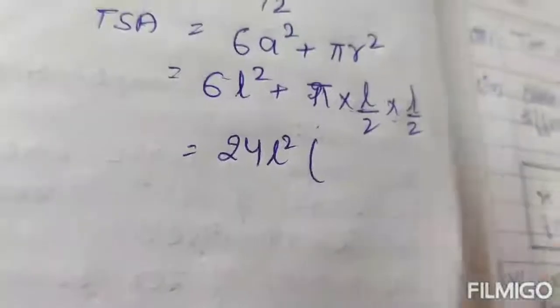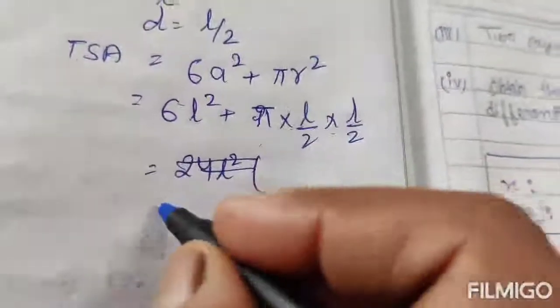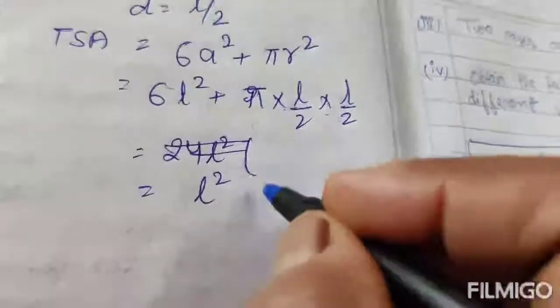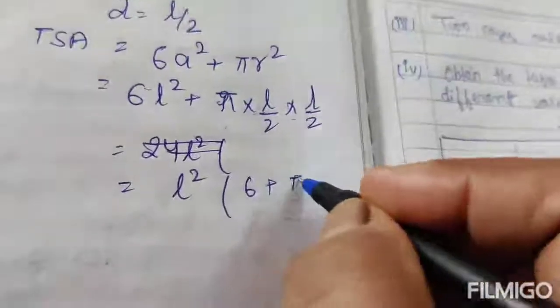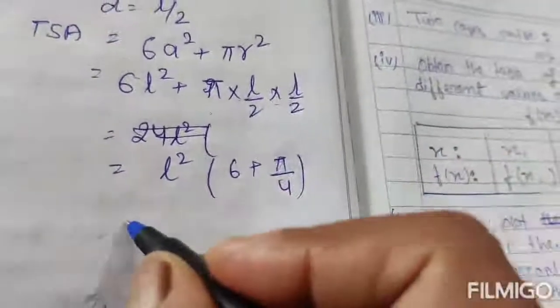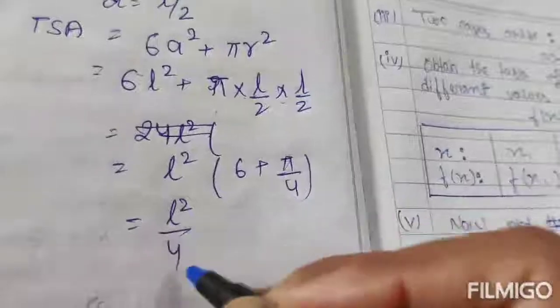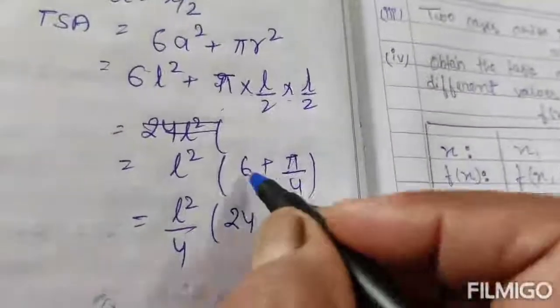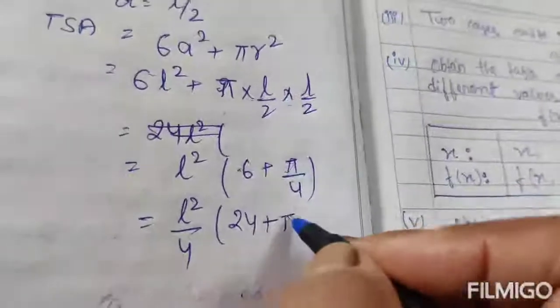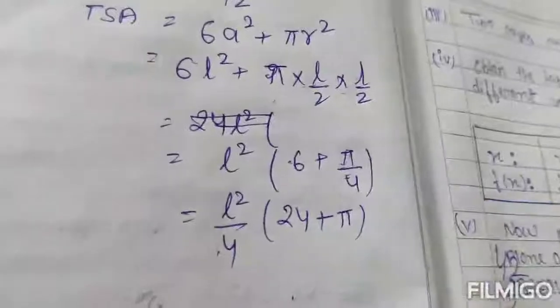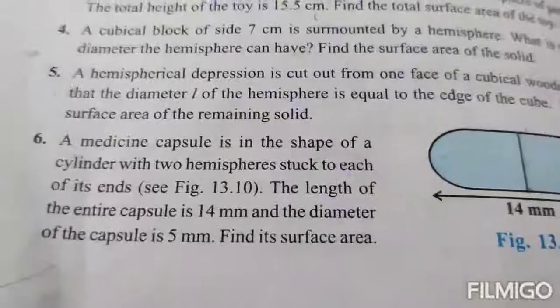Now the 24 square 6. Only L square 6 plus pi by 4. Now taking 4 common, L square by 4, 24 plus pi. Okay. The question number 6.